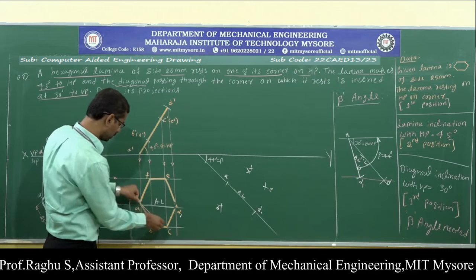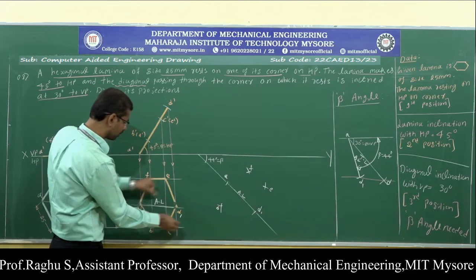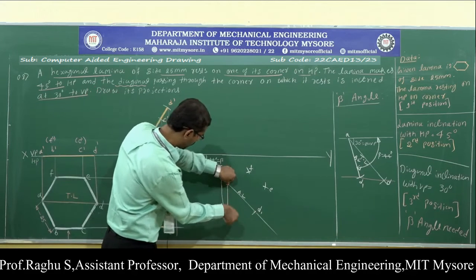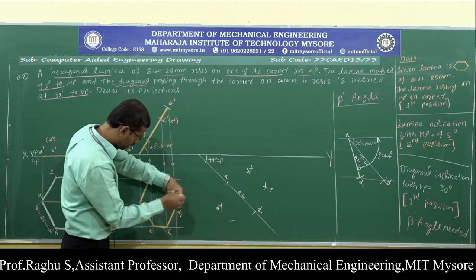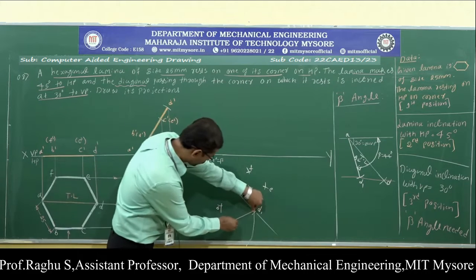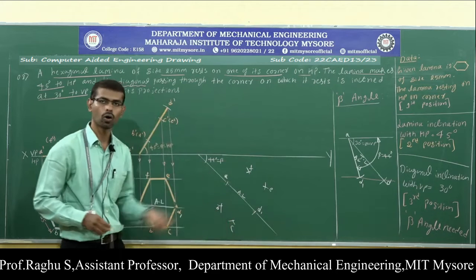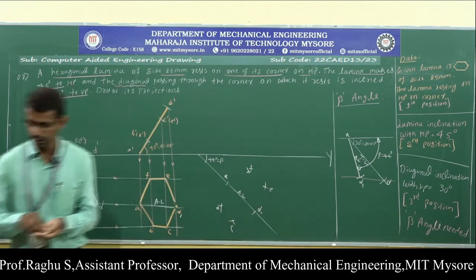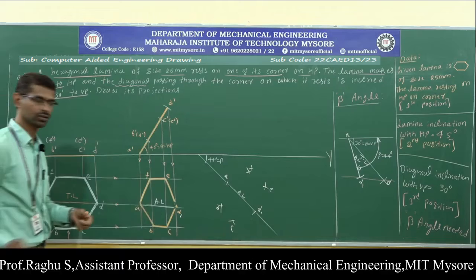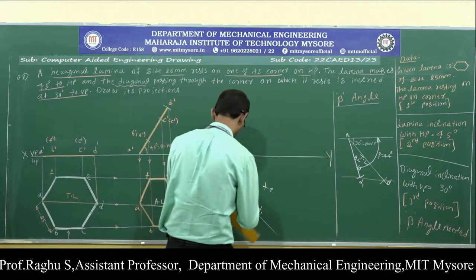Similarly, measure the distance from A to C, cut an arc. Measure the distance from D1 to C, cut an arc to get point C. Now connect all the corners. So we will get the diagonal inclination with respect to VP. Use dark lines.